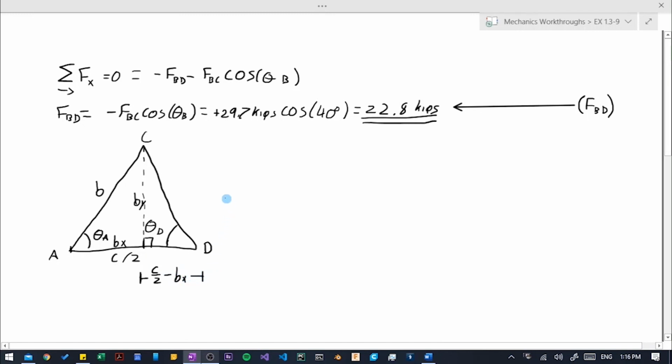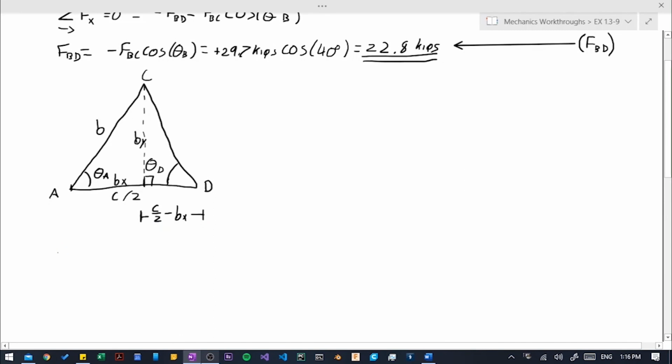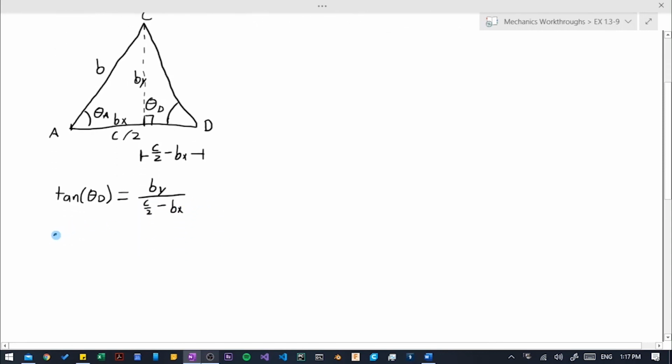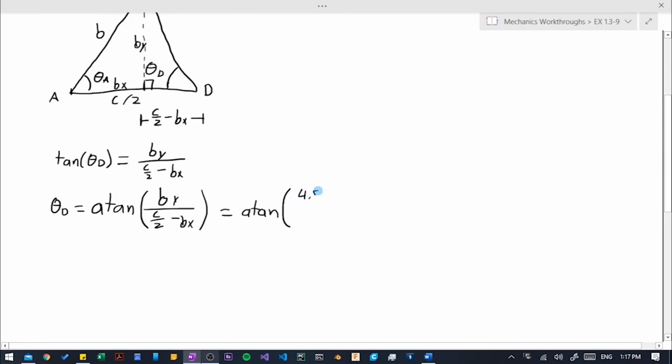Now we have our side lengths, and we know that the tangent of theta D, which is what we're trying to find, is equal to our opposite over adjacent, so BY over C over 2 minus BX. Then we rearrange to find the angle. Finally, we get an angle of 72.9 degrees.